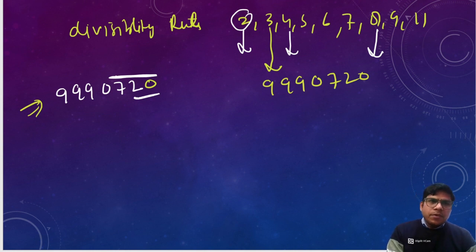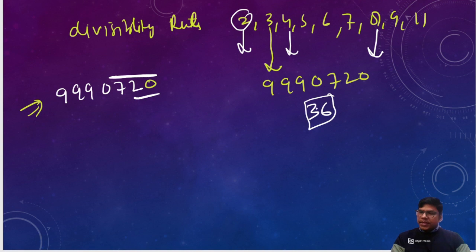So, is the sum of digits exactly divisible by 3? Yes, of course. 9 plus 9 plus 9 plus 9, so you will get 36 as a sum. Is 36 divisible by 3? Yes, of course. So if the sum of digits of a number is divisible by 3, then the number itself is divisible by 3. So this number is exactly divisible by 3.